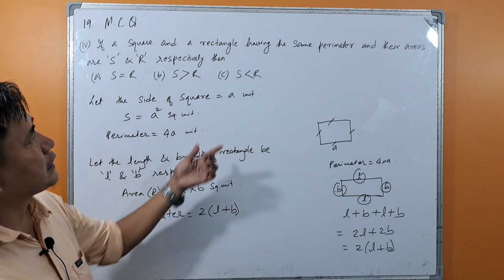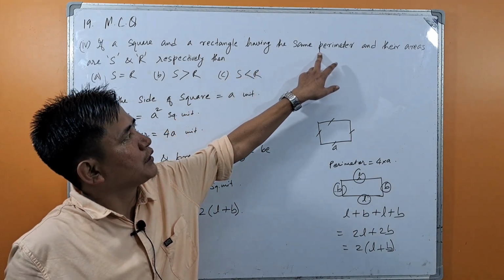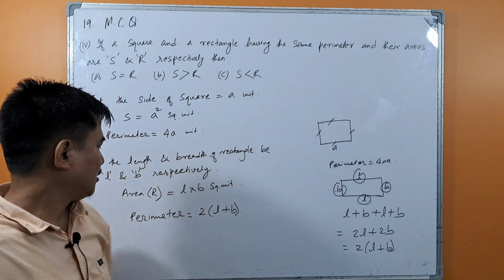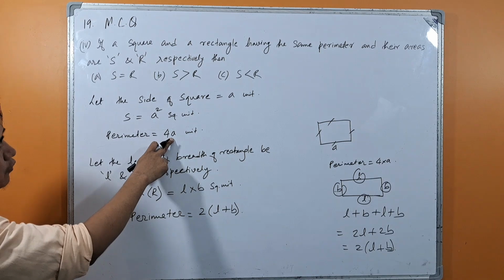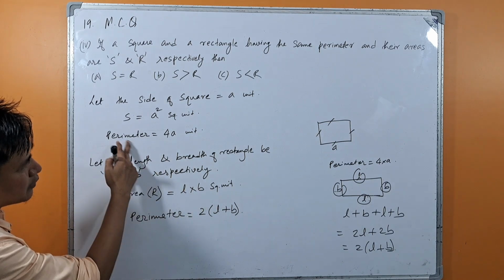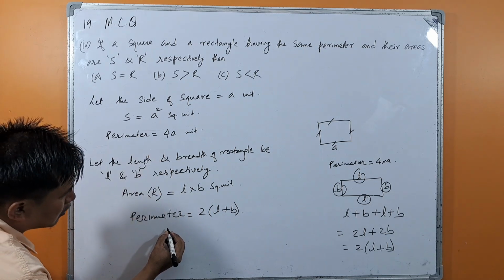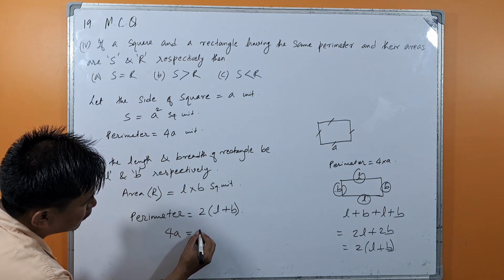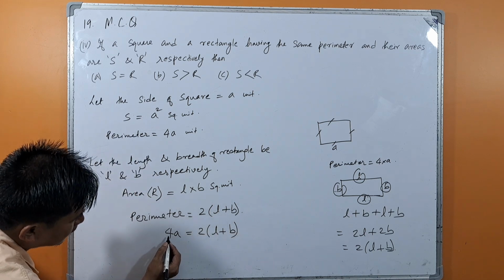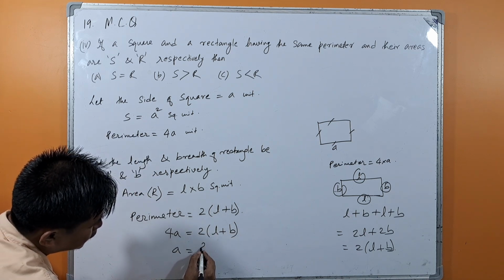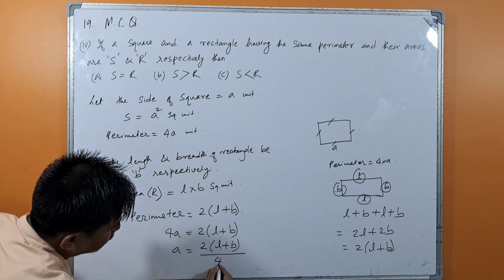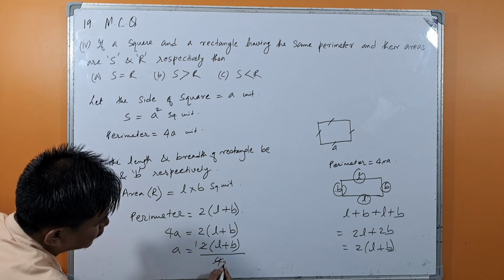But it is given in the question that the perimeter of the square and the rectangle are equal. That means the perimeter of the square is 4a, and the perimeter of the rectangle is 2 into L plus B. Both the perimeters must be equal. So 4a must be equal to 2 into L plus B, isn't it? Or a equal to 2 into L plus B upon 4. 2 1s are 2, 2 2s are 4.